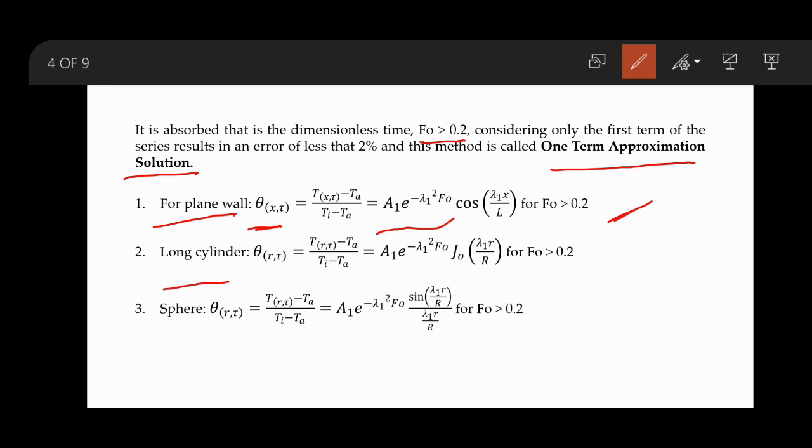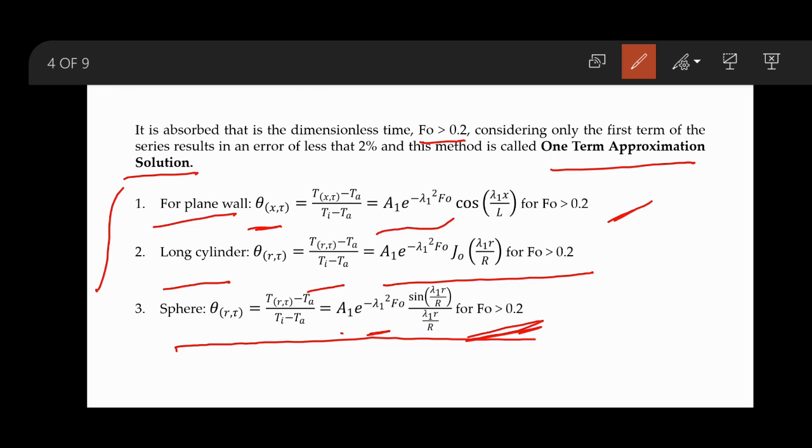And for a long cylinder, theta of r comma tau is equal to T of r comma tau minus Ta divided by Ti minus Ta, and that is also equal to A1 into e to the power of minus lambda 1 square into Fo into J0 of lambda 1 r divided by capital R, that is the outer radius. And for a sphere, again the dimensionless temperature will be equal to A1 into e to the power of minus lambda 1 square into Fo multiplied by sine of lambda 1 small r divided by capital R, divided by lambda 1 r divided by capital R, for Fourier number greater than 0.2.